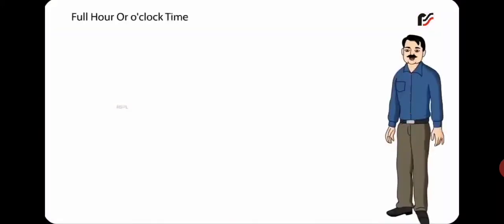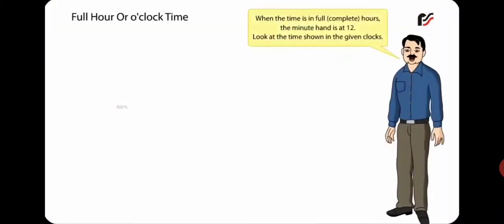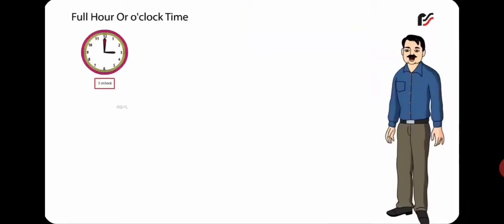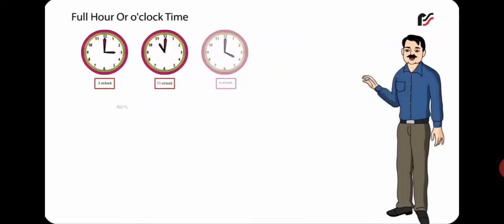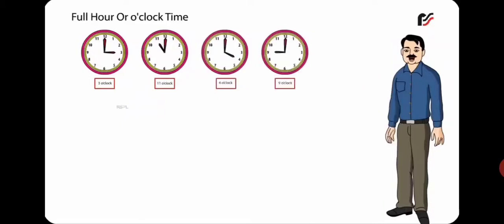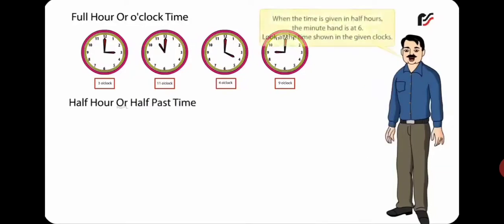Full hours or o'clock time. When the time is in full complete hours, the minute hand is at 12. Look at the time shown in the given clocks. 3 o'clock, 11 o'clock, 4 o'clock, 9 o'clock.